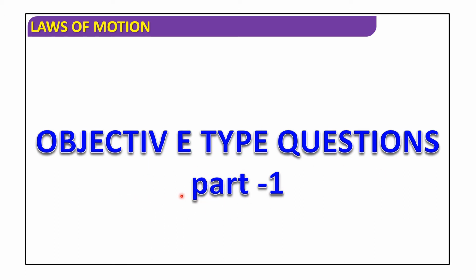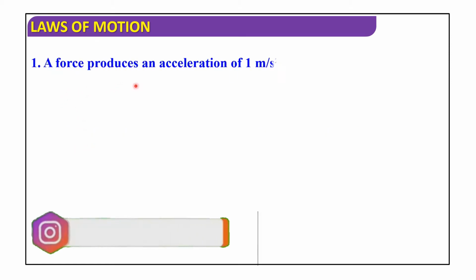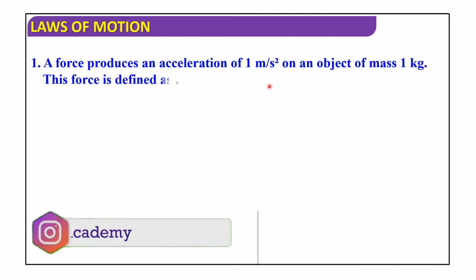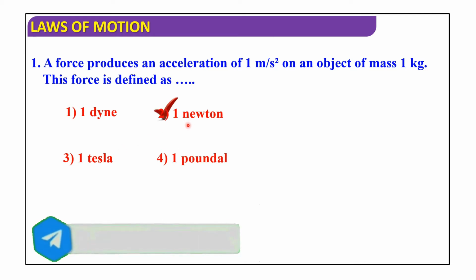Okay, let us go to today's session. First one. A force produces an acceleration of 1 meter per second square on an object of mass 1 kilogram. This force is defined as 1 dyne, 1 Newton, 1 Tesla, 1 pound. Here the force producing 1 meter per second square acceleration and mass 1 kilogram, so this force is defined as 1 Newton.